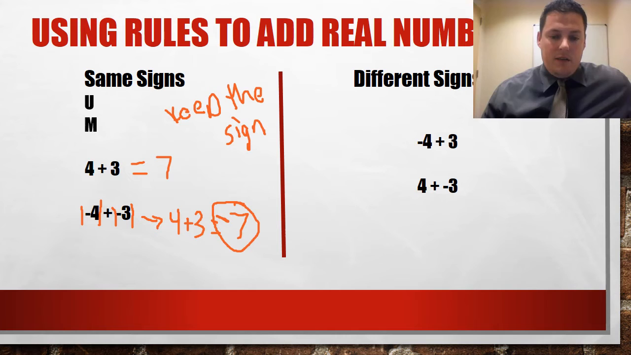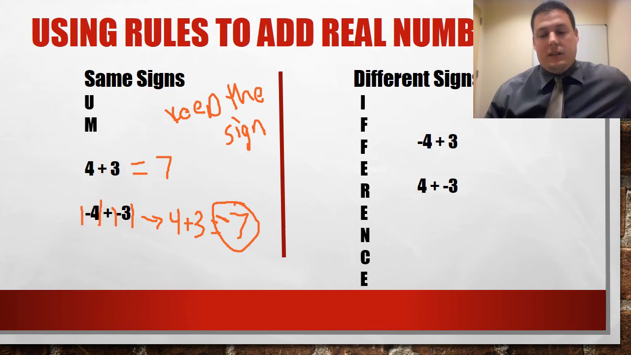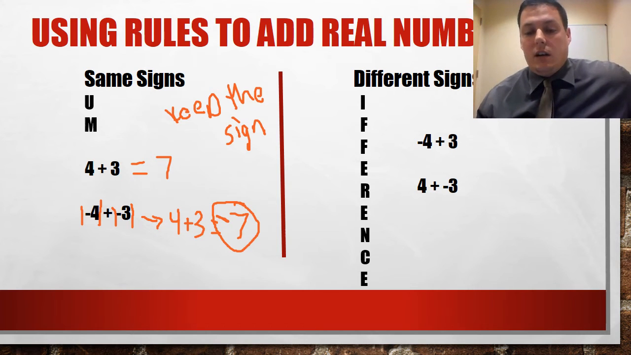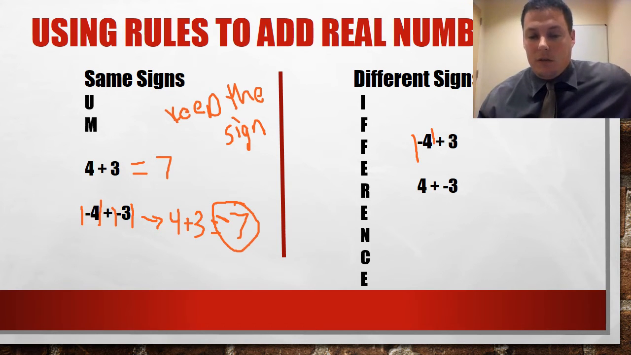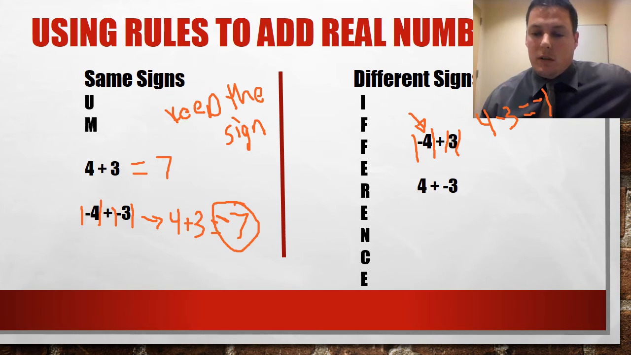When we have different signs, we're going to find the difference of the absolute values of both. So when we find the difference, we're going to do 4 minus 3, which equals 1. But since the signs are different, we can't keep the sign that matches both. What we want to do is keep the sign of the larger number. So negative 1 is going to be our answer.